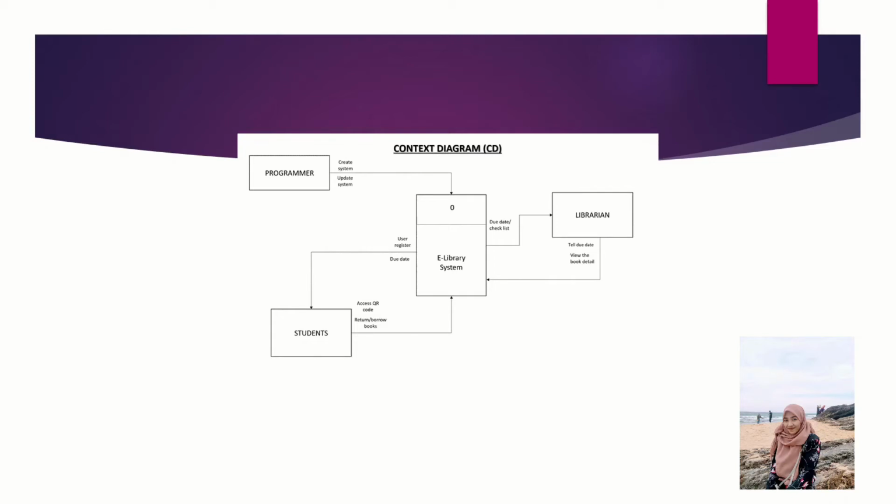Students will know the due date while accessing the e-library system, but make sure students access the QR code first. And the last one is the librarian entity who tells the due date and receives the updated data about the student's due date from the system.